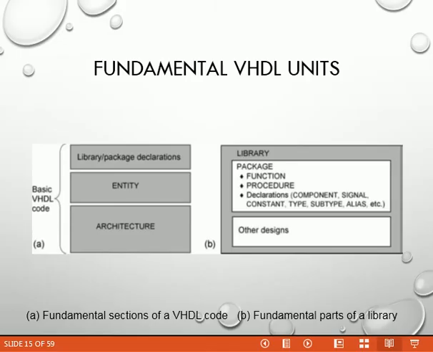Then the second unit, that is the entity, which specifies mainly the circuit's input and output ports, and then generic constants. These generic constants are optional, they may not be present in each entity, but you can say that entity is the name of the design, or a nameplate of the design.